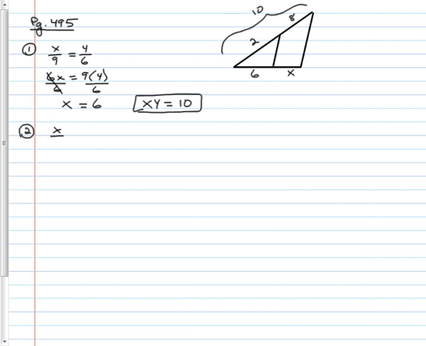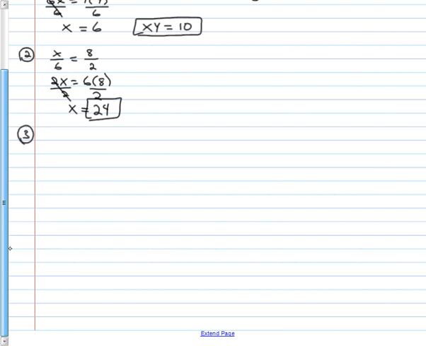x over 6. Excellent. You picked another way. x over 6 equals 8 over 2. 2x would equal 6 times 8. I can now divide by 2. The value of x is 24. Now let's make sure we answer the question. NZ, that is what they wanted us to figure out, was this thing right down there. So there's our answer.